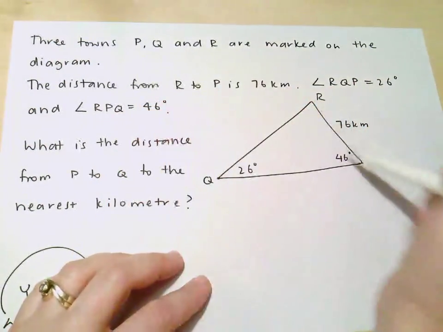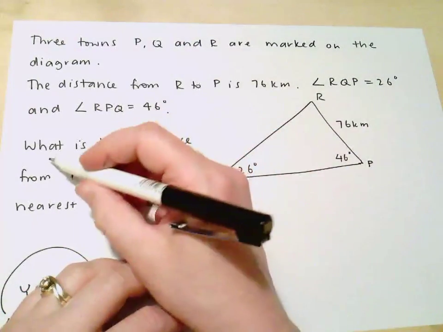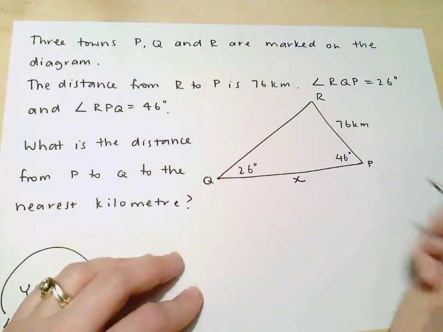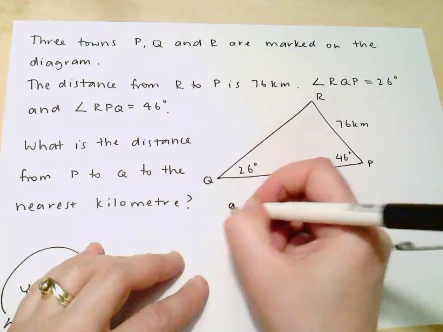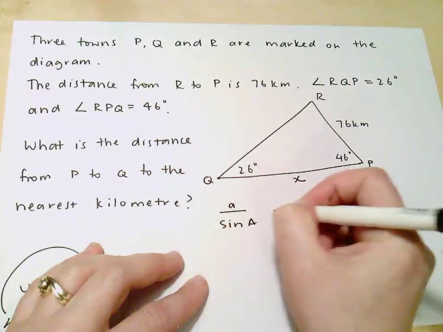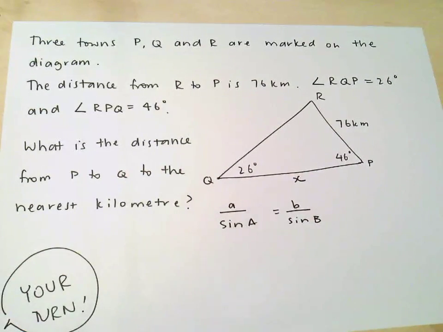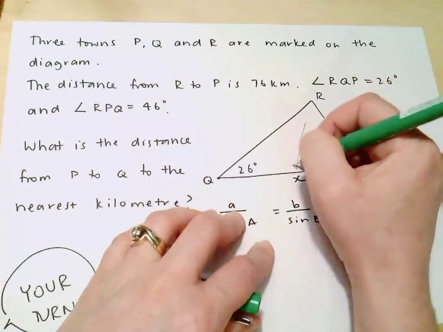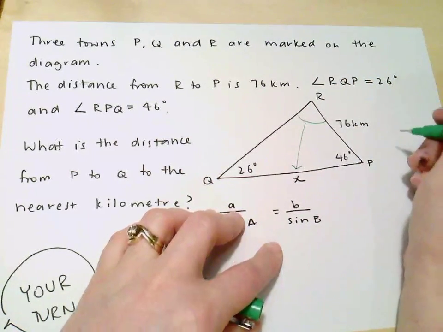It says three towns are marked on the diagram, and it tells us some of these distances, and they've labelled some of them for us. They're asking us what is the distance from P to Q. So they're asking us what is this distance here. They're asking us for a side. So straight away I know I'm going to write my rule out as A over sine A, because it's for a side, equals B over sine B. I now need to work out my pairings. This is one of those situations where I'm going to need to find x, I'm going to need the angle that's opposite it. So I'm going to need this one here. So I have to do that extra little bit of calculation work first.